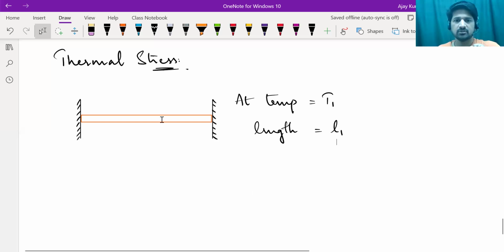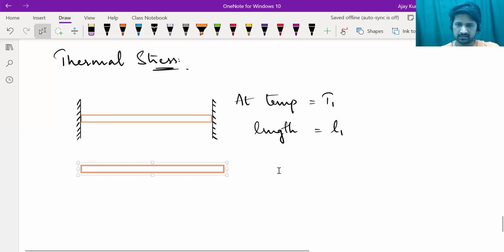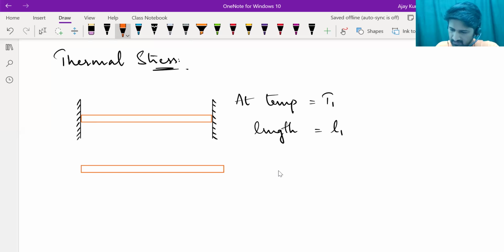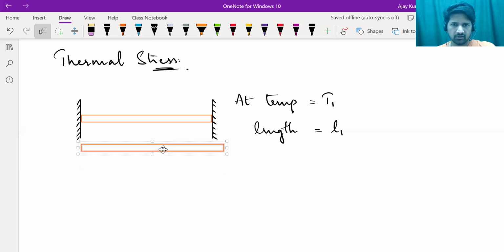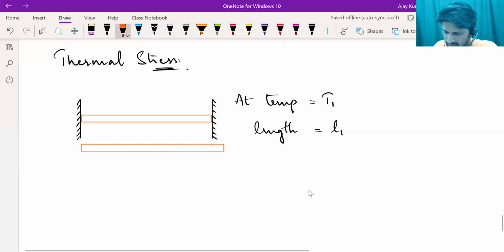Now you raise the temperature of this object. If you raise the temperature of the object, naturally it will try to expand. It will have a tendency to expand. But the rigid supports are fixed. So what is happening? The object wants to expand, means it wants to increase its length to a new value somewhat like this. See, actually expansion will happen everywhere. I should not show it on one side. It will try to expand everywhere, but just to get an idea of how much it has expanded, I'm showing you like this. This is the expansion delta L.